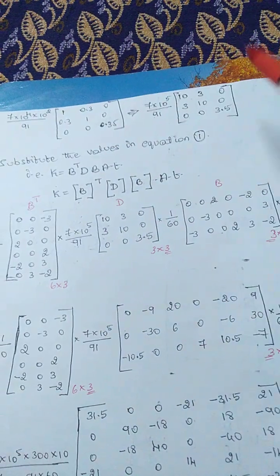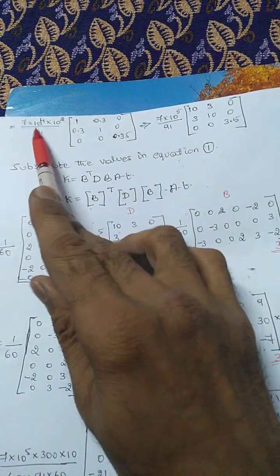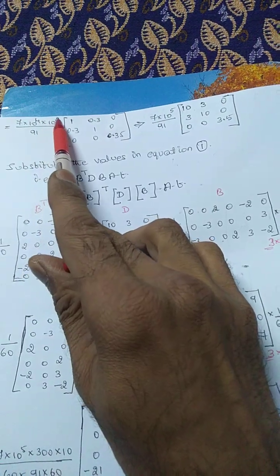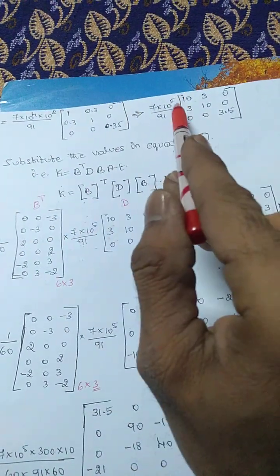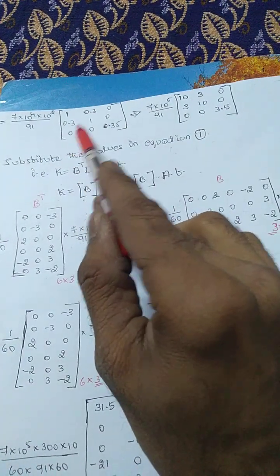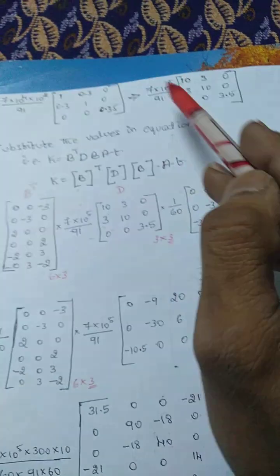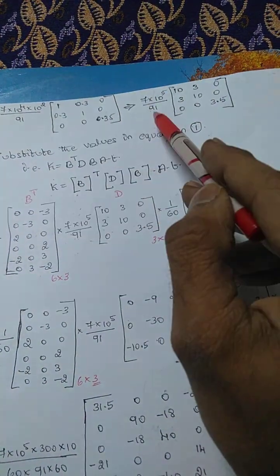See here it will be 10 to the power 4 into 10 to the power 2, that is 10 to the power 6. So to avoid 10 to the power 6, I have to avoid this 0.3 and all these things, so I have taken 10 inside, so that I'll get better values.